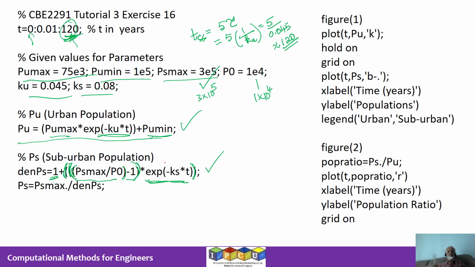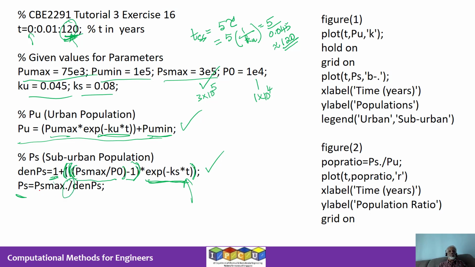So program the formula correctly. Now, if you know, then PS will be a vector, because for every time t equal to 0, t equal to 0.01, t equal to 0.02, etc., it will have found out the value of the denominator. So now when I have to calculate PS, which is PS max divided by the denominator, I have to use element by element operation.